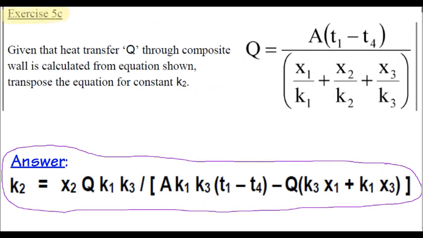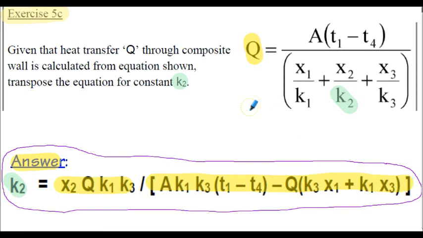Exercise 5c. We're given a very similar equation for Q, slightly different notation in the denominator here. I've got to rearrange to find K2, shown here. The answer for K2 is shown below for your reference. I'd encourage you to stop the presentation and attempt exercise 5, but the full work solution is shown on the following slides.